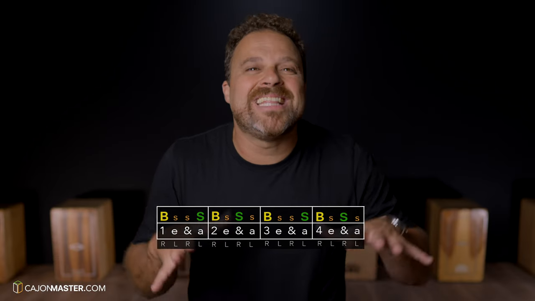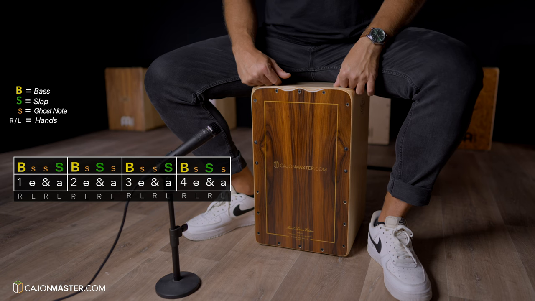Level 2. Now we add the ghost notes to give texture to the groove. It goes like this.